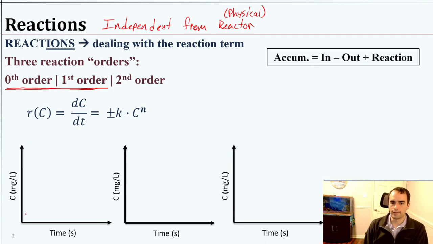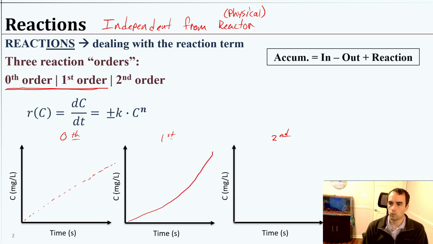Okay, so I was mentioning that example of the different orders. So let's say zero, first, and second. If we take a look at the concentration over time, let's say we are growing. A growth reaction would look like that, where it should be linear over time. Didn't mean to curve it if I did. Whereas a first order would be growing exponentially over time. And a second order would be kind of a parabolic growth. It would be a very rapid increase.